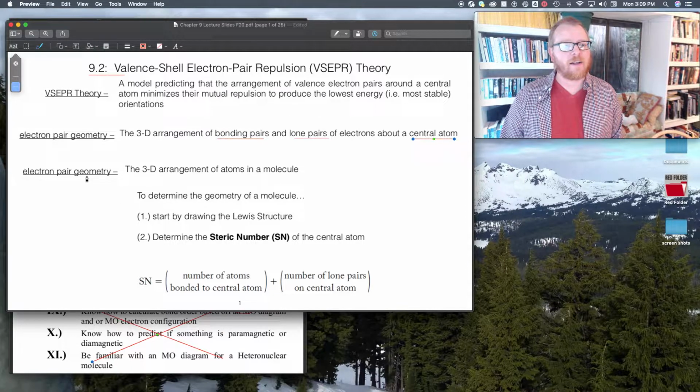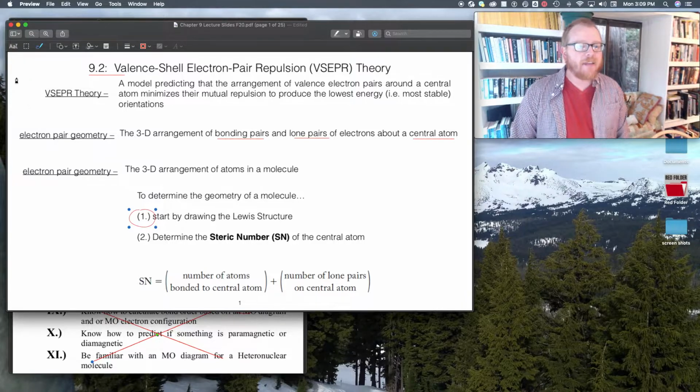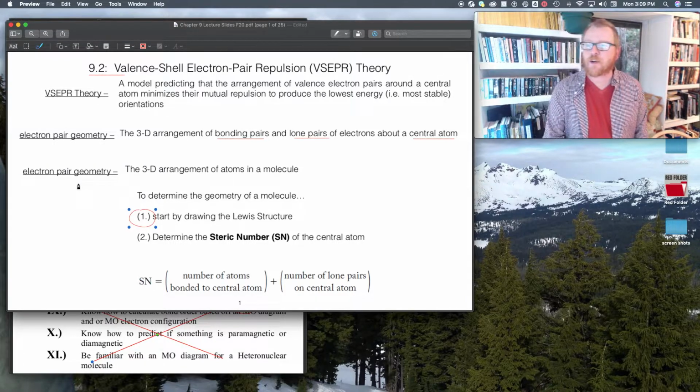And so with that electron pair geometry, we have to first start, number one, by, man, this is going to get annoying until I find a new app.